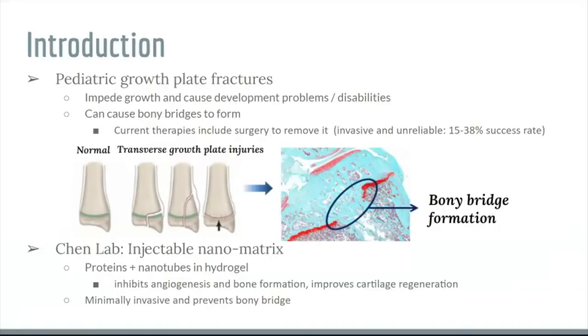So our project aimed to aid pediatric growth plate fractures, which impede growth and cause development problems and disabilities. Currently, the only method to solve this is surgery, which is unreliable with a 15 to 38% success rate. Through Chen's lab, they were able to develop a minimally invasive procedure that includes proteins, nanotubes, and hydrogels that inhibit angiogenesis and bone formation and improve cartilage regeneration.